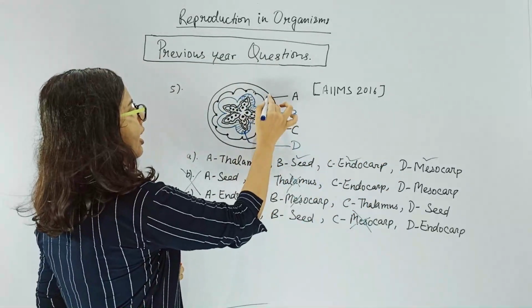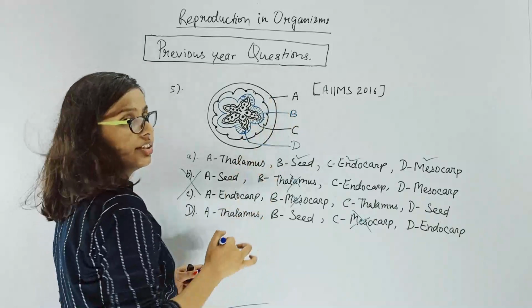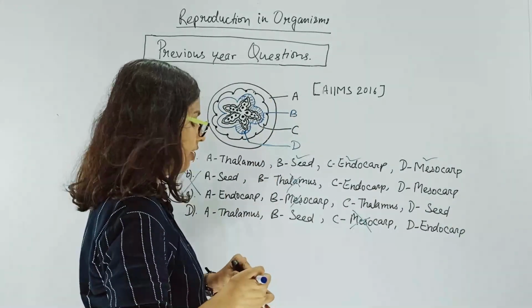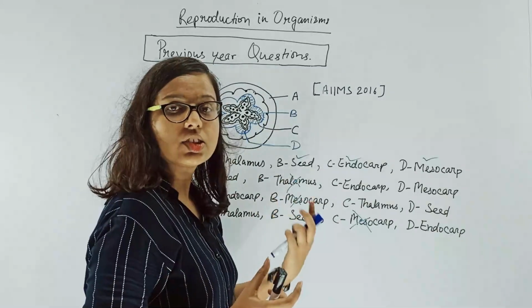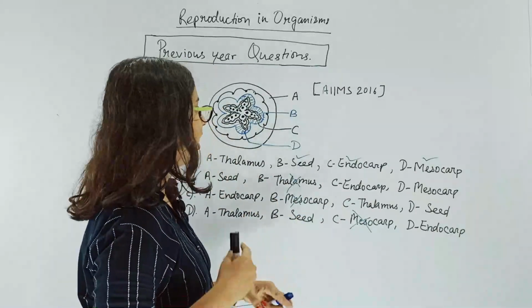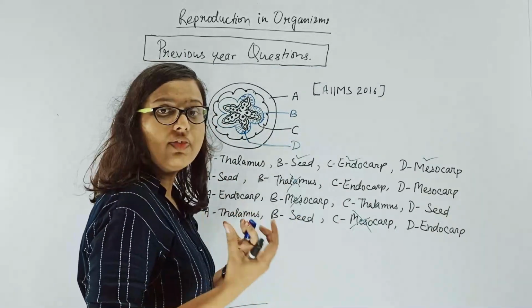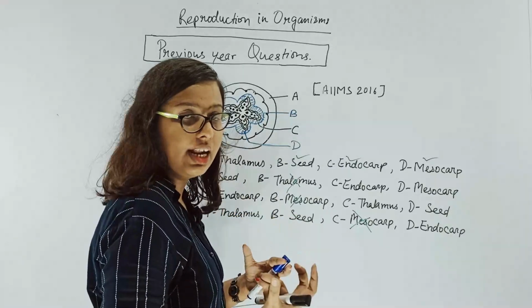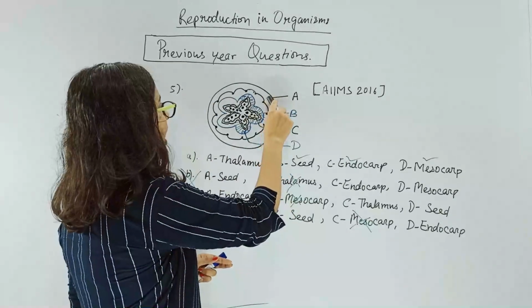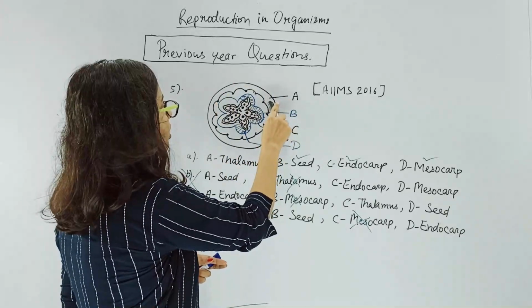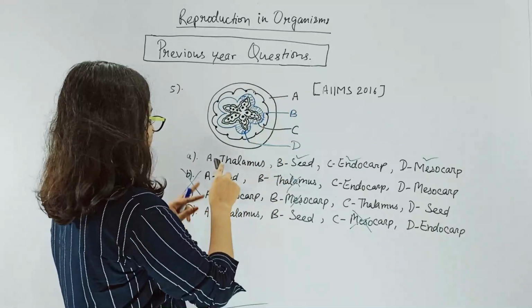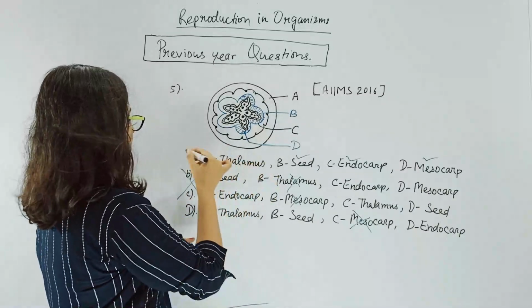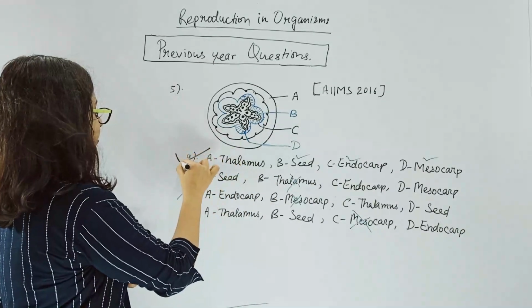Now A is thalamus. You have already studied the thalamus in class 11th when you studied the structure of the flower. You have seen that in the apple fruit, the fruit develops from the thalamus. So the outermost layer is made up of thalamus. A is thalamus, so our correct option is A.